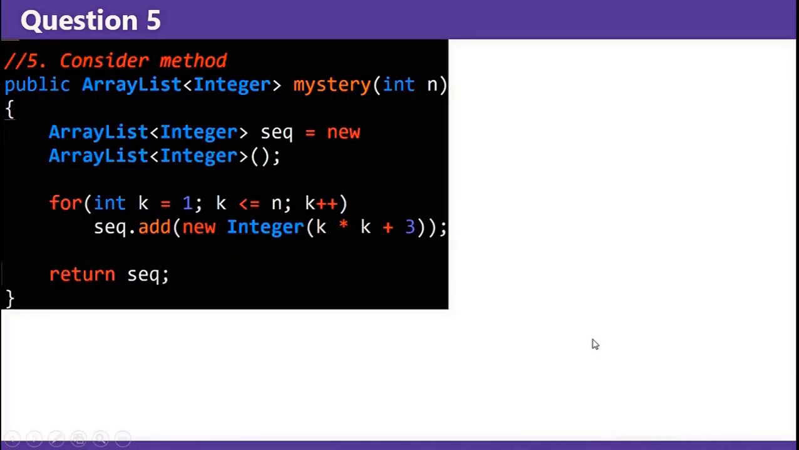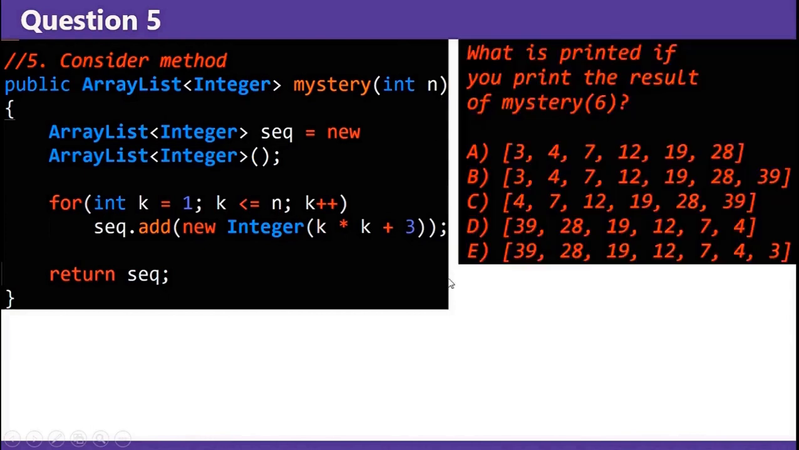Question 5. Consider the method. You return an array list, and you pass in a number, and in this loop, every element in the array list you're adding is whatever the loop index is, squared plus 3. So it will be 1 squared plus 3, 2 squared plus 3, 3 squared plus 3, all the way up to whatever this number is. What is printed if you print the result of mystery(6)?